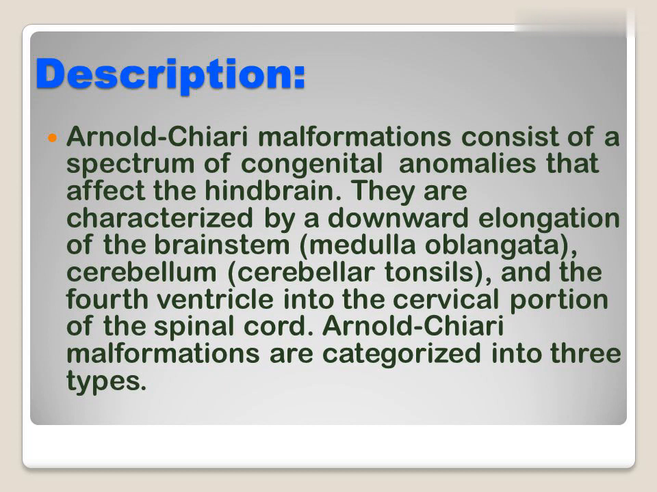Description. Arnold-Chiari malformations consist of a spectrum of congenital anomalies that affect the hindbrain. They are characterized by a downward elongation of the brainstem, medulla oblongata, cerebellum, cerebellar tonsils, and the fourth ventricle into the cervical portion of the spinal cord. Arnold-Chiari malformations are categorized into three types.